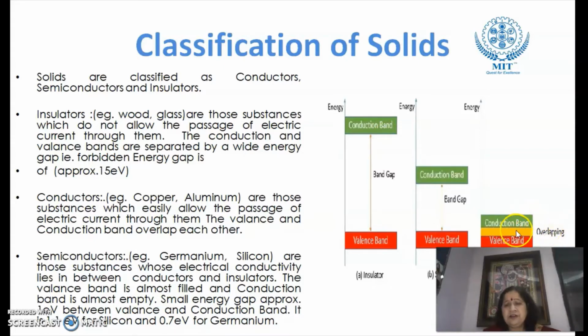As far as conductors are concerned, they have overlapping valence band and conduction band. So a small amount of energy is sufficient to move the electrons from the valence band into the conduction band.